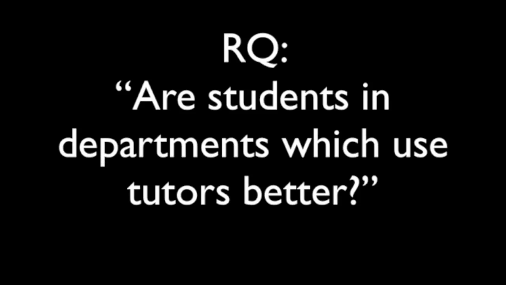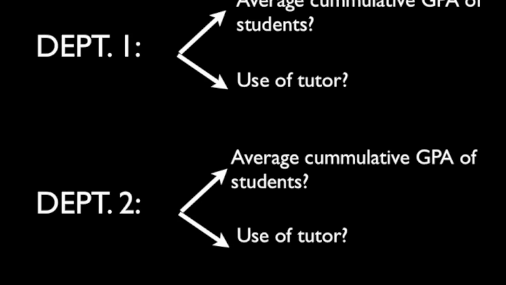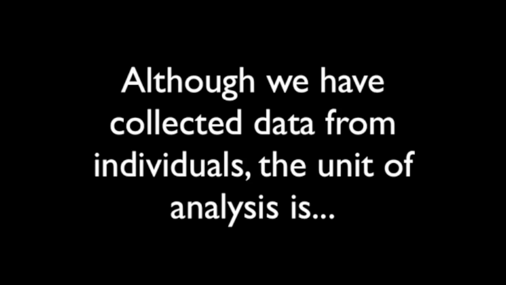Suppose you are doing a study to determine whether, in departments that encourage their majors to work with tutors, the average cumulative GPA of graduating majors is higher than in comparable departments which do not use tutors. To do this study, you will need to know the cumulative GPA of all students and average them by departments. Nevertheless, although you will be collecting data from students, you are not interested in comparing students, but departments. Your conclusions will be about departments, not about students. Again, the unit of analysis is the group, namely the department, rather than the individual.